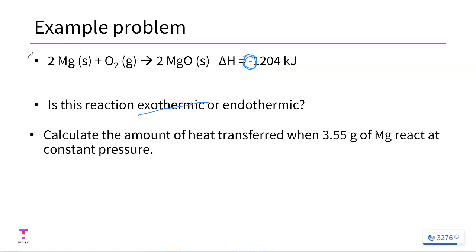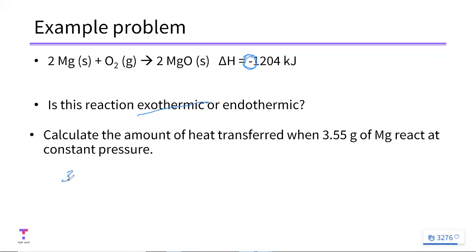Now, for the second question, we're asked to calculate the amount of heat transferred when 3.55 grams of magnesium react. And so for that question, this is where we would apply that stoichiometry-like approach. And so what we need to think about is that energy is on the same kind of comparison as moles in a conversion.